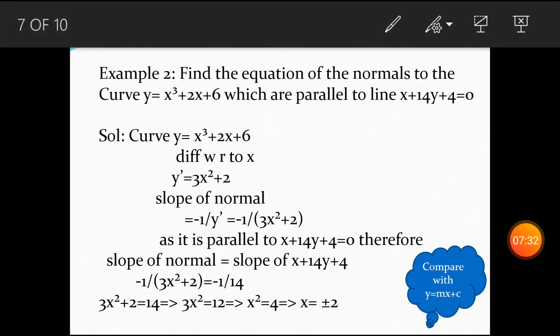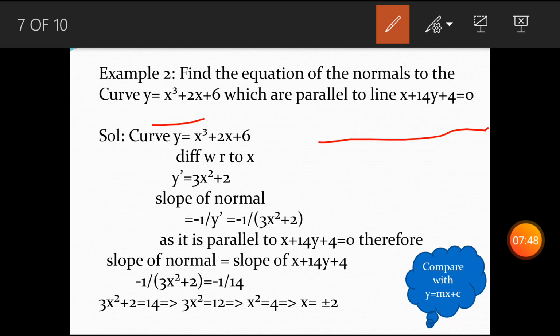Next is: find the equation of the normals to the curve this, which are parallel to the line this. Again, see, the question is very easy. We want the equation of the normal. For finding the equation of the normal, what do we need? Two things.